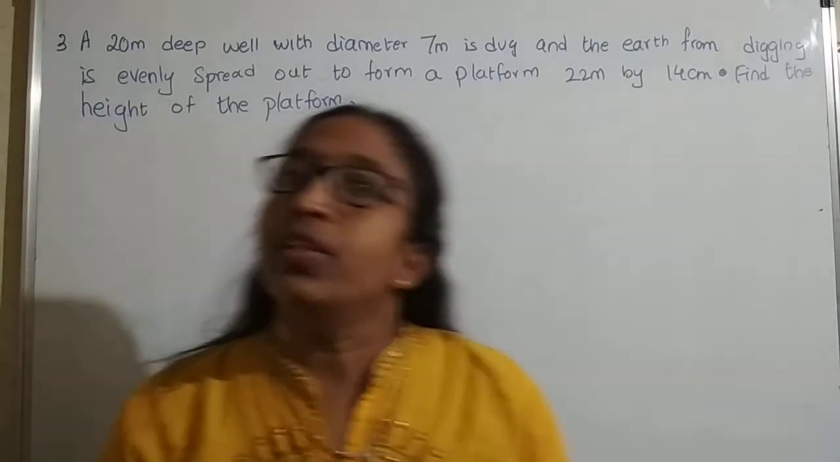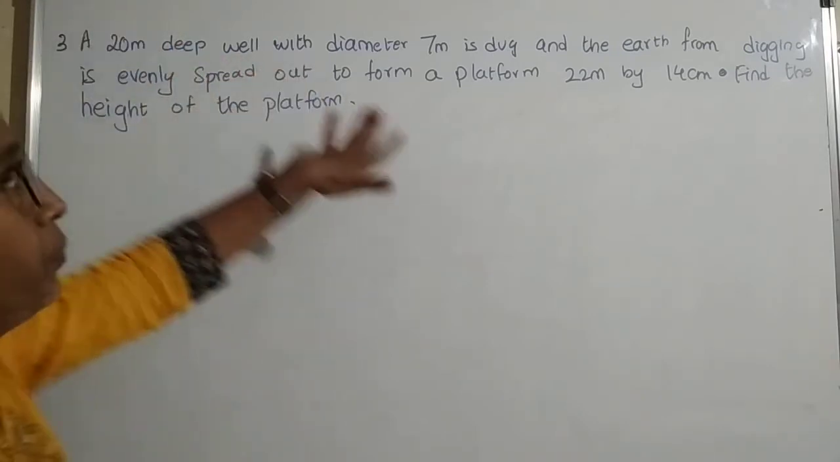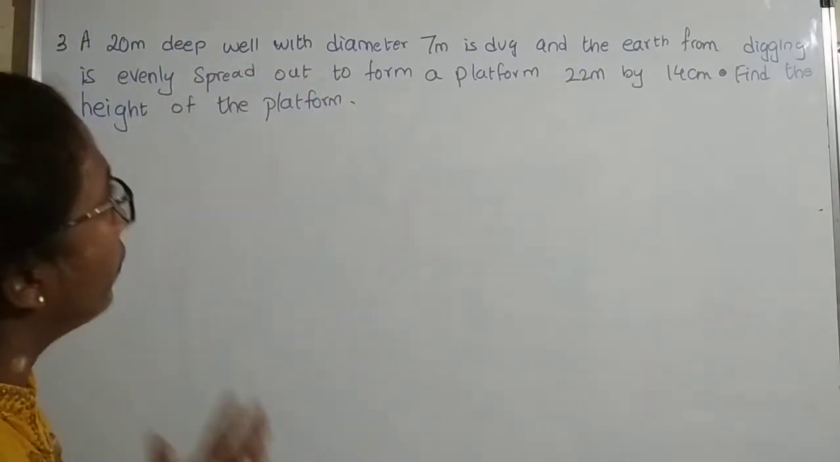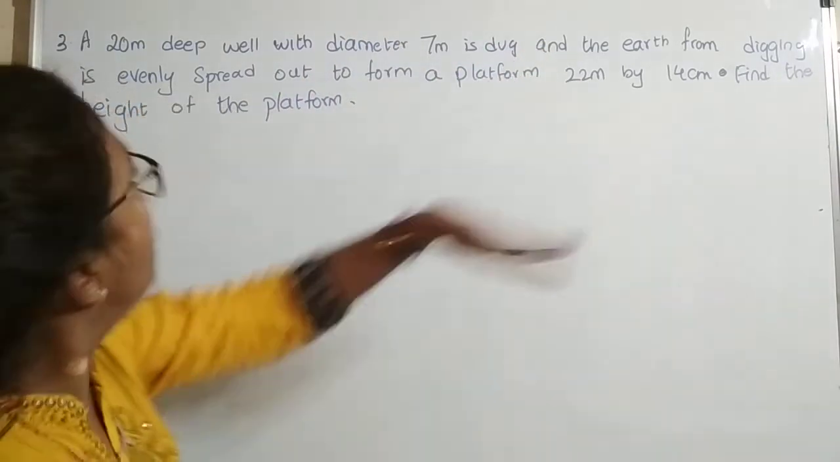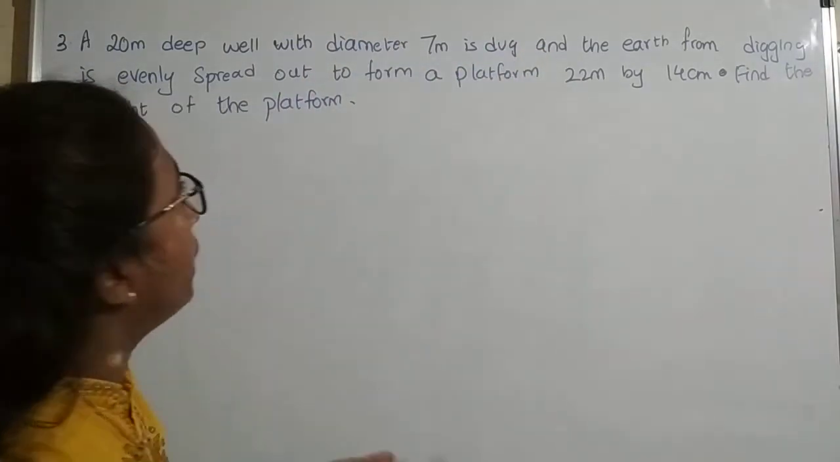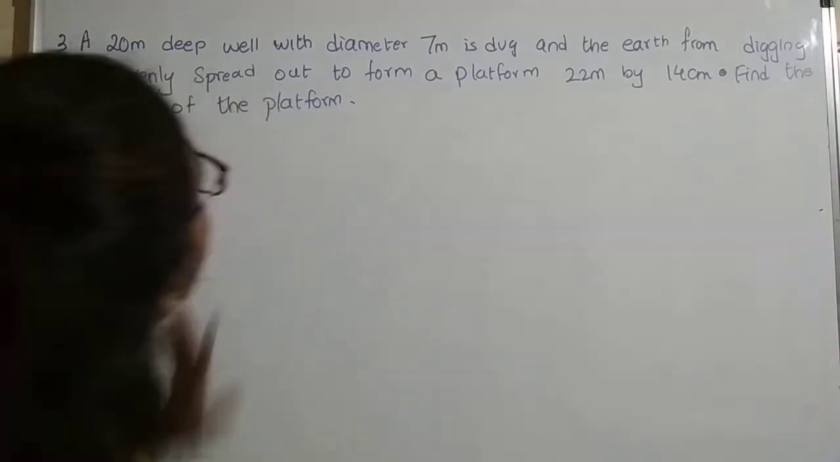So now we are going to do the third sum. The third sum is a 20-meter deep well. A 20-meter deep well with diameter 7 meters is dug, and the earth from digging is evenly spread out to form a platform 22 meter by 14 meter. Find the height of the platform.